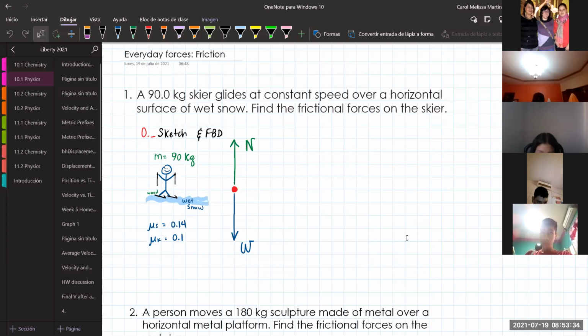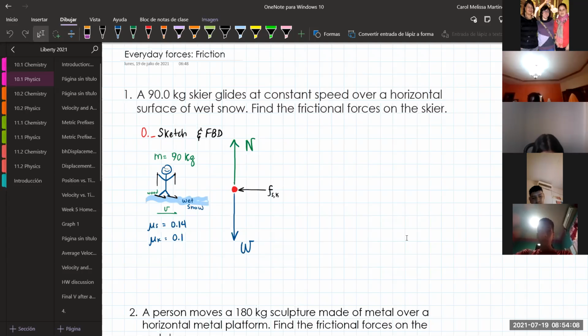Because my skier is gliding at that velocity, I will know that my friction comes opposite to his motion, so the friction will go in this direction. With this, we do the free body diagram of all the situation over there. Okay? And the friction could either be static or kinetic.